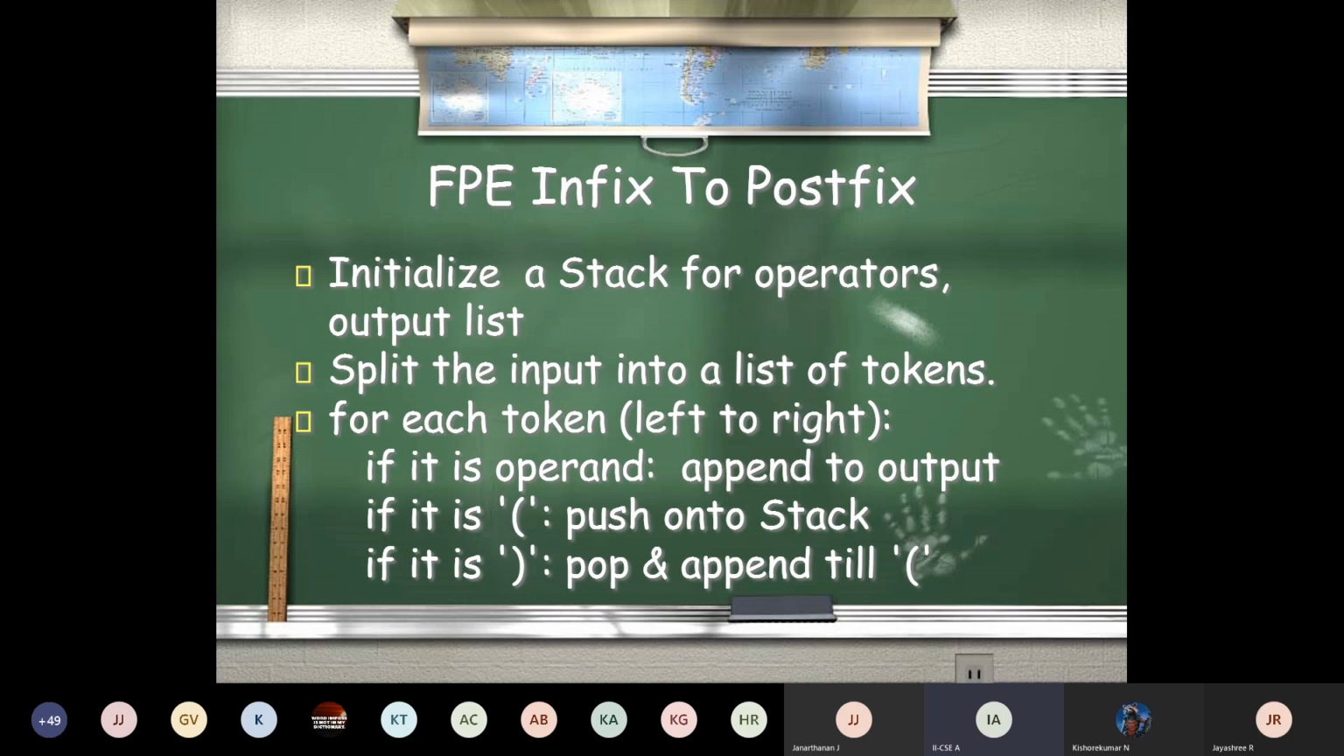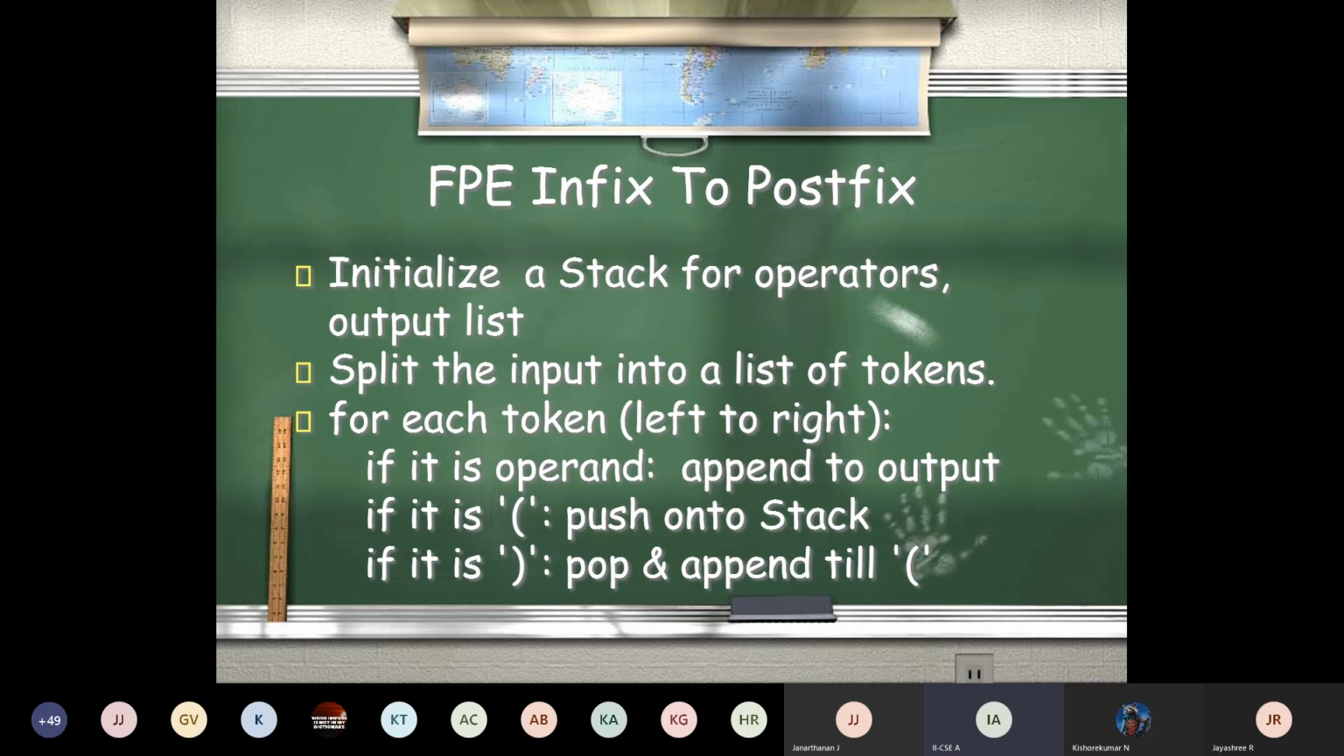Then we are going to split the input into a list of tokens. If I'm having an input A plus B star C, I'm going to take it as a set of tokens. A is a token, plus is a token, B is a token, star is a token, C is a token. It is a generic way of naming the terms in your expression. You can give a generic name called token for any term. It might be an operand or an operator.